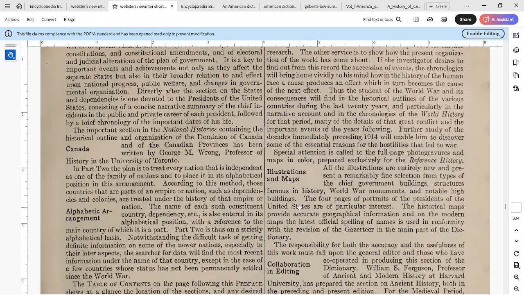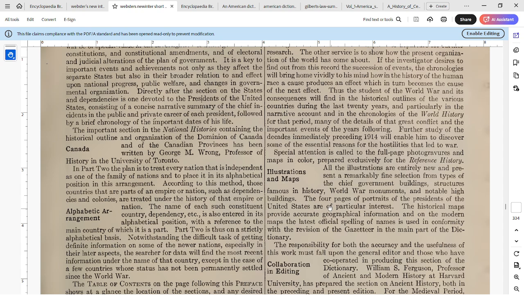We have illustrations and maps. Special attention is called to the full page photogravures and maps in color, prepared exclusively for the reference history. All the illustrations are entirely new and present a remarkably fine selection from types of the chief government building structures famous in history, World War monuments, and notable high buildings.